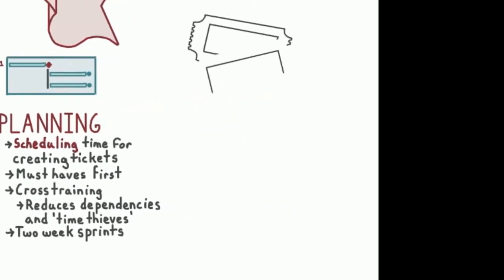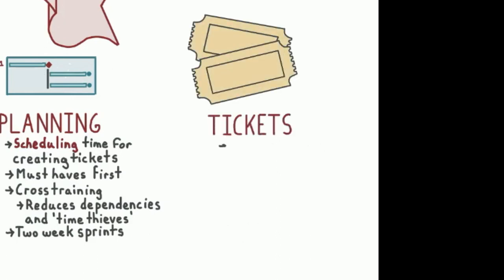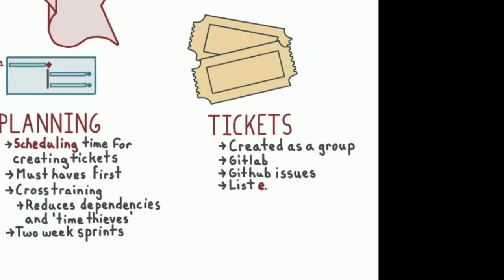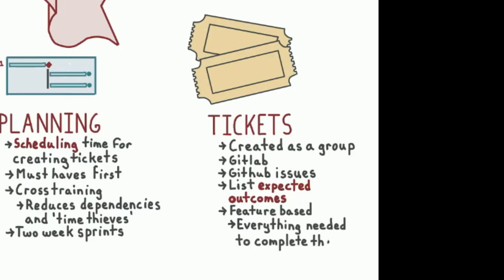Tickets are created in group meetings using issue tracking software like GitLab or GitHub Issues. The tickets are based on features and always list expected outcomes before they are considered ready for implementation. Everything that is needed to complete the feature should be addressed in the ticket. We use Fibonacci points to make estimations, with 1 being a task we have accomplished before and a 13 being an extremely complicated task that we have not accomplished previously. Every member gives an estimation, and we use the median of the group's estimates for the ticket.